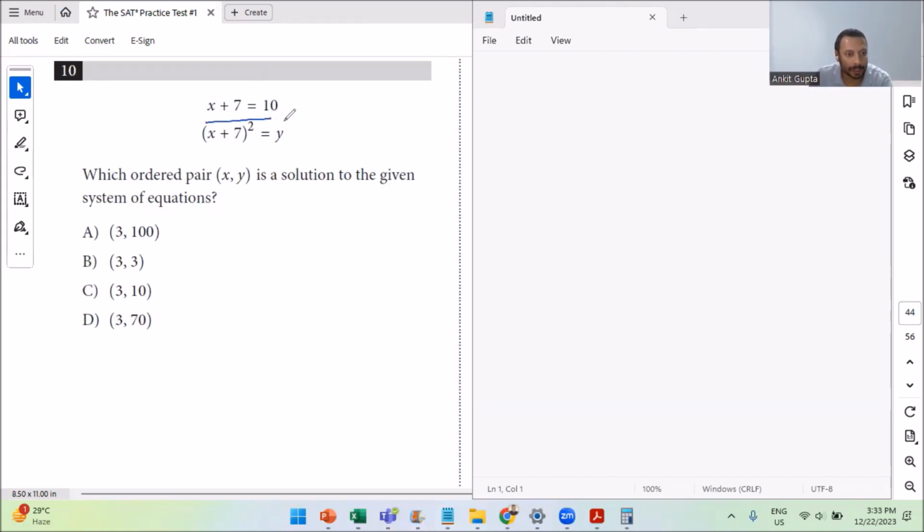x plus 7 is equal to 10 and x plus 7 whole square is equal to y. Note that this is the square of this entire expression. Which ordered pair x comma y is a solution to the given system of equations?